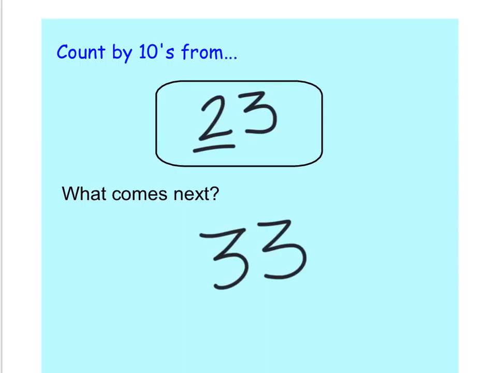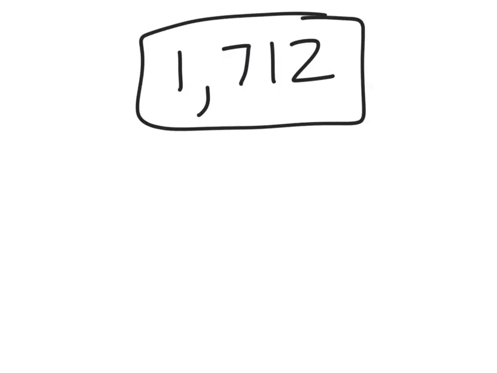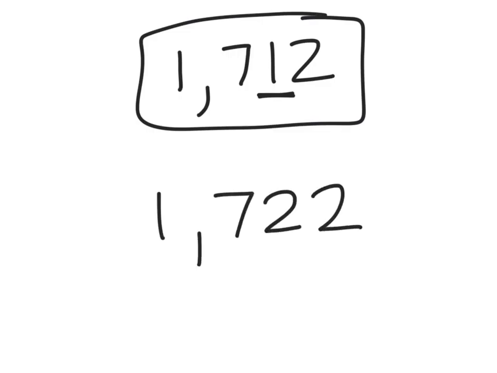Let's try one more number. What if my number was 1,712? What number would be 10 more? Well, first thing you have to do is find the tens place. And there it is. So the number that would be 10 more is 1,722 instead of 1,712.